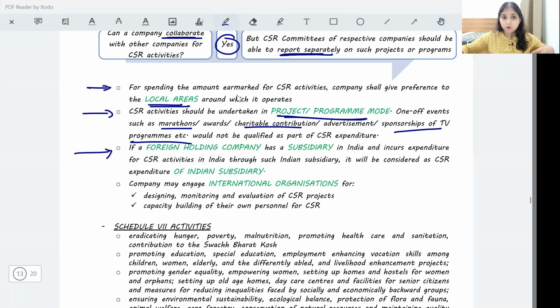Then this point is important. To explain this point to you, I will give you an example here. Let us say we have two companies, ABC Inc., which is a foreign company.